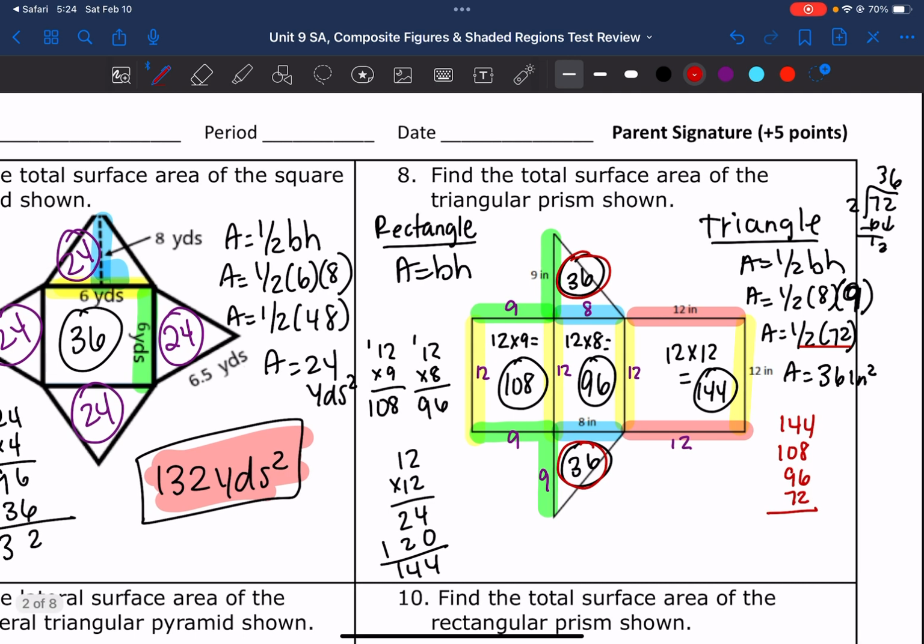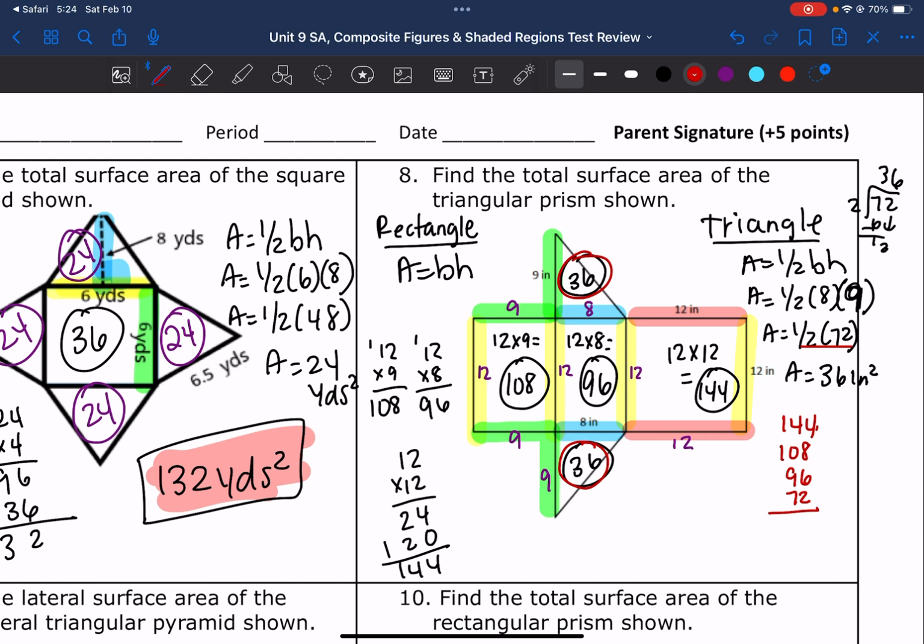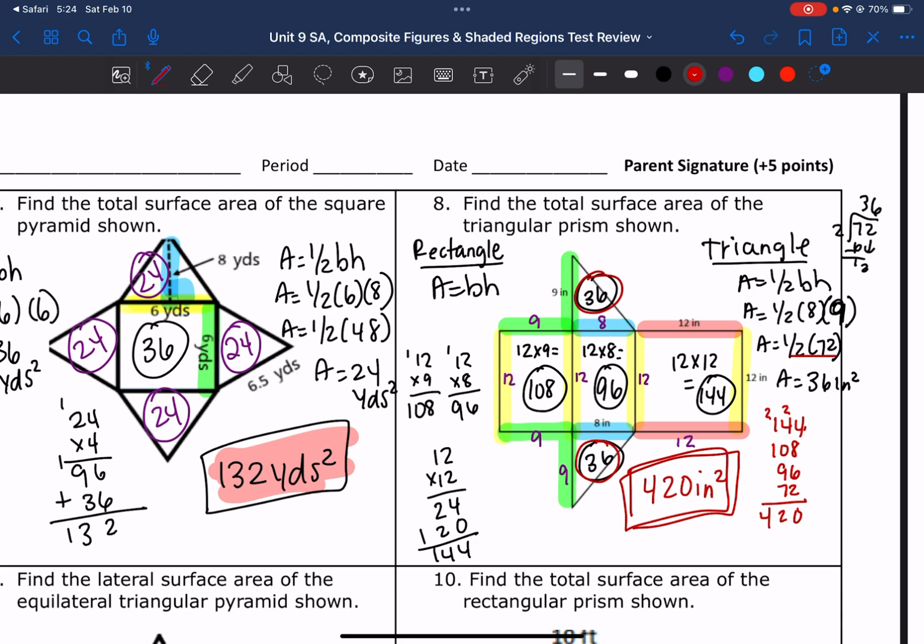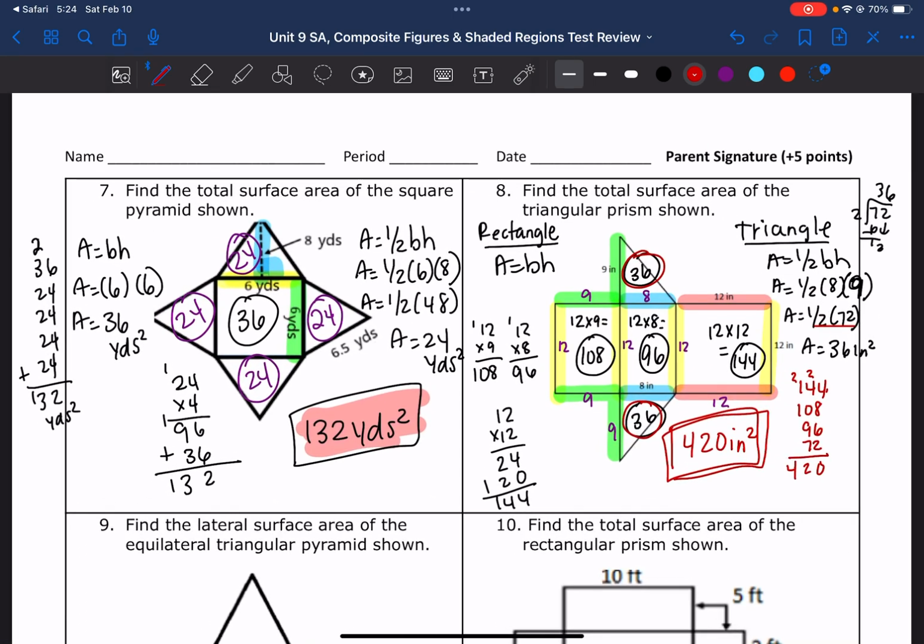Now 4 plus 6 is 10. Plus 8 is 18. 19, 20. So here's 20. And then 7, 8, 9, 10, 11, 12, 13. 13 plus 9 is 22. 2, 3, 4. So our final answer for this one is going to be 420 inches squared. Take a moment to pause. Look back at it, make sure that you understand it, and then move on to the next question.